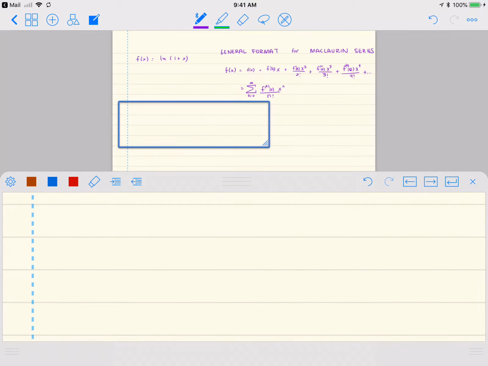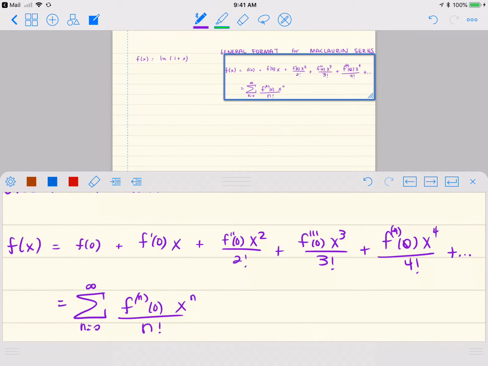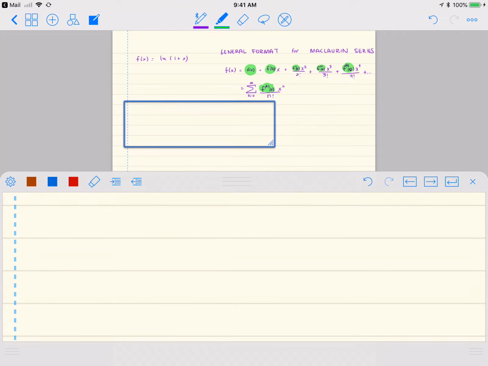So what we need to do is figure out these coefficients. So we need to figure out f of 0, f prime of 0. Let me highlight. Here's what we need to know. f of 0, we need to compute f prime of 0, f double prime, f triple prime, the fourth derivative at 0, and ultimately get a formula for the nth derivative just by observing the pattern. And then once we have these coefficients, we can plug them in and we'll have our answer.